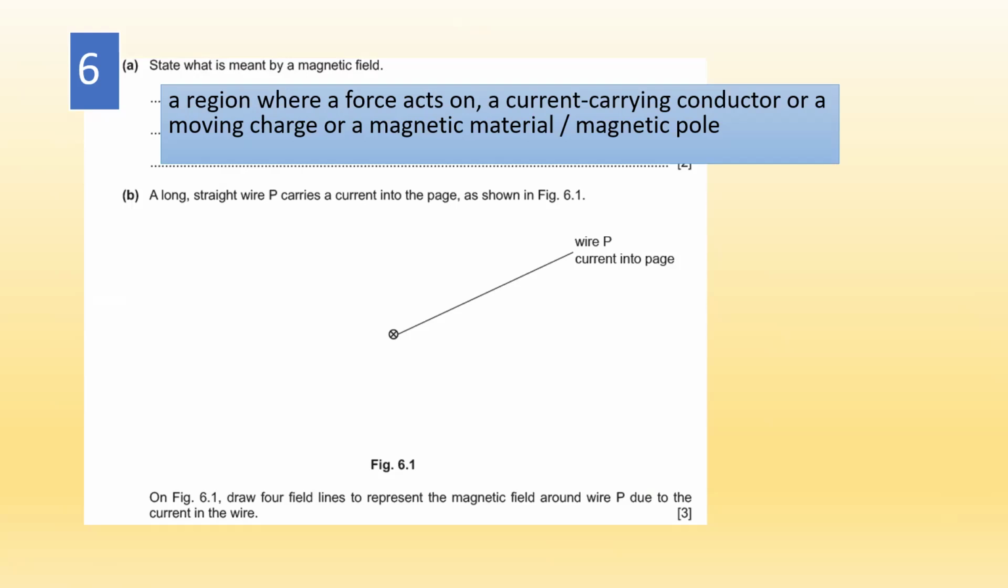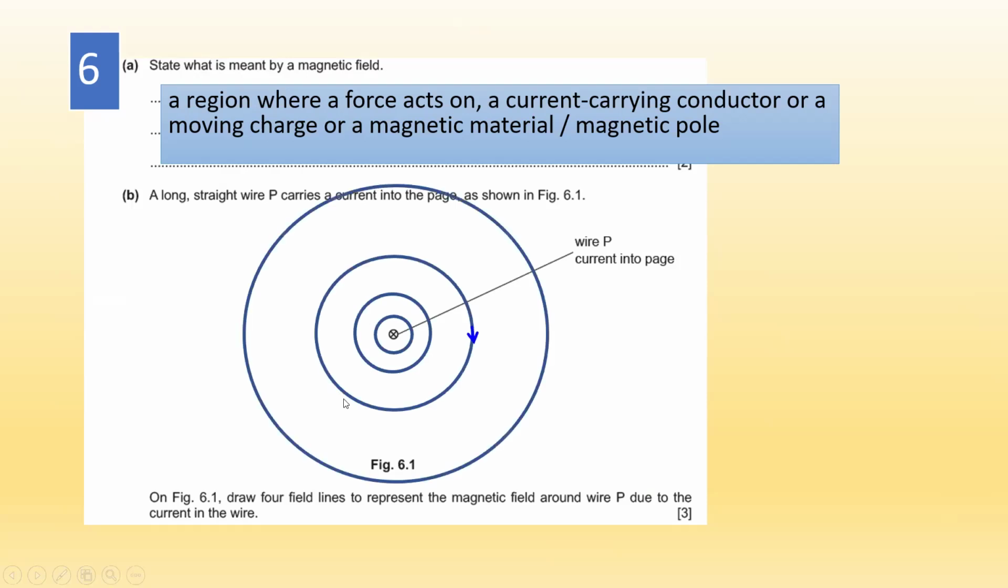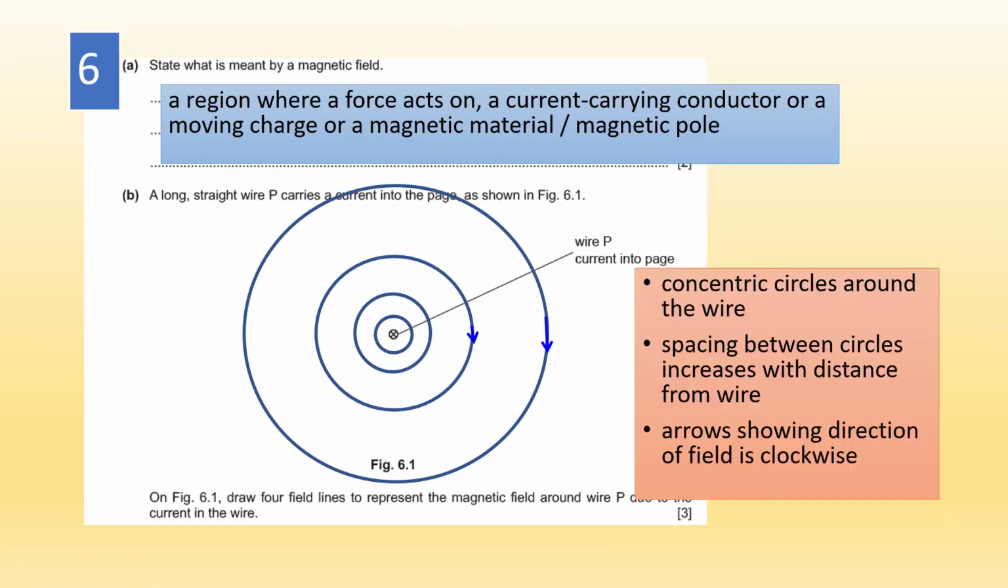A long straight wire P carries a current into the page as shown in figure 6.1. On figure 6.1, draw 4 field lines to represent the magnetic field around wire P due to the current in the wire. Mark yourself. They are not evenly spaced, becoming wider and wider. Then using your right hand grip rule, you get the direction of the field. That's how they're looking for the 3 marks. Any comment?